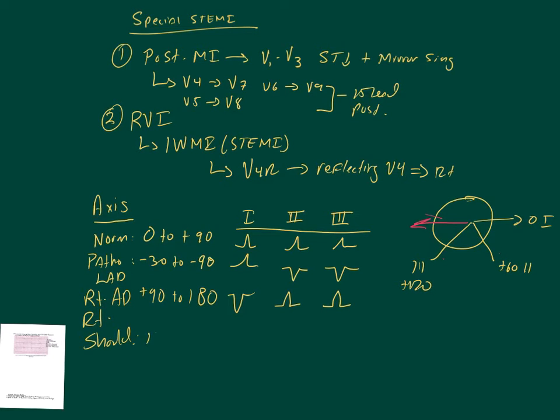Good, so 180 to -90, so it's in here, right? Yeah, and if the arrow is moving in this direction, it is moving away from all 3 leads. So you're gonna have down, down, down. You guys cool with that? All right, we talked about that. We talked about the different causes associated with the different types of axis deviation.